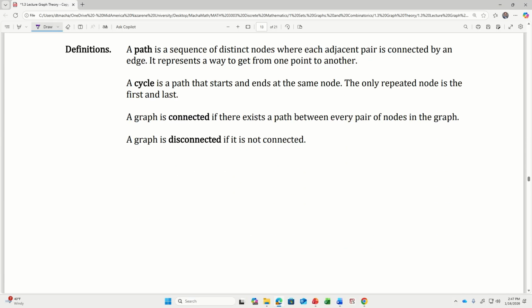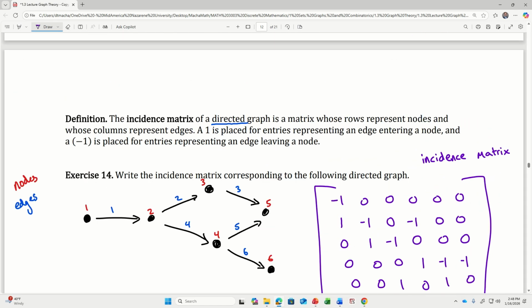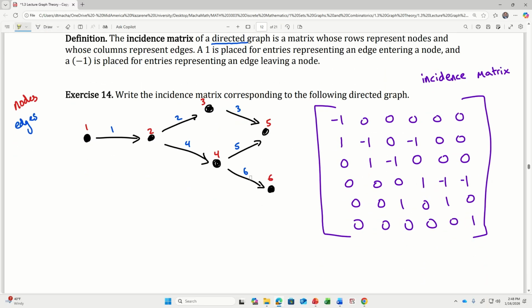Okay, a path is a sequence of distinct nodes where each adjacent pair is connected by an edge. A path represents a way to get from one point to another. So these are really formal definitions, but think about path. The word path is exactly what it sounds like. This is a path. 1, 2, 3, 5. Okay?